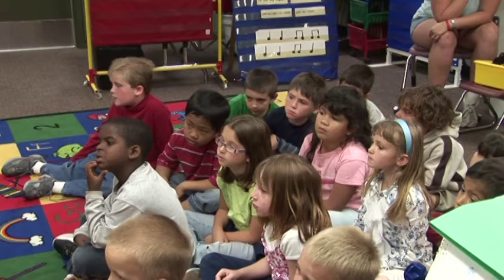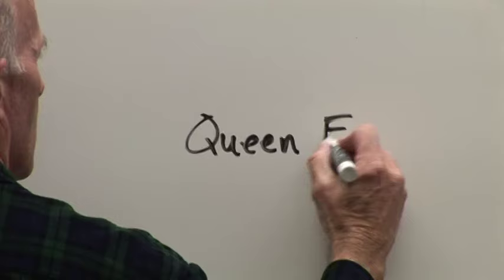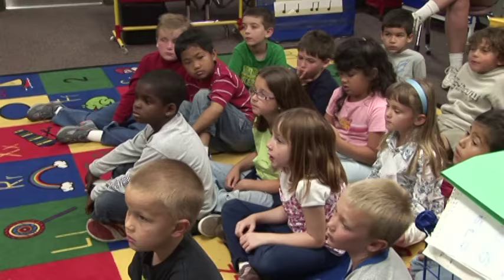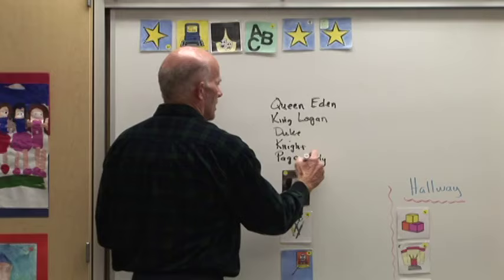What were, let's see, we did have Queen Eden. And King Wolf. Oh, that's right. There was King. And King Brandon. And the Duke. No. We had Duke, but, and we put any names in there for fun.